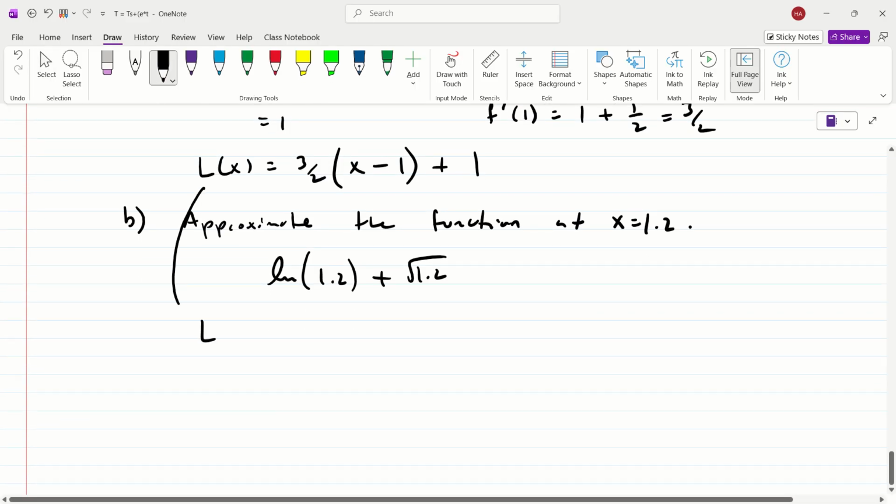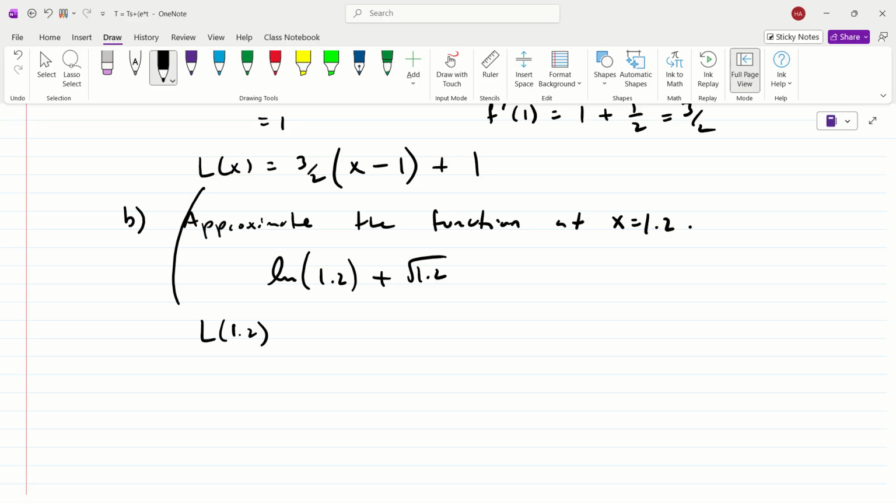So if we plug in 1.2 into our linearization function, we have 3 halves times x, which is 1.2 minus 1, plus 1. Notice that 3 halves is 1.5, and 1.2 minus 1 is 0.2, plus 1. So you would actually be able to do this without a calculator. And that really is the beauty of things, that you can compute approximations to natural logs and radicals without necessarily using a calculator. So this number is 1.3.